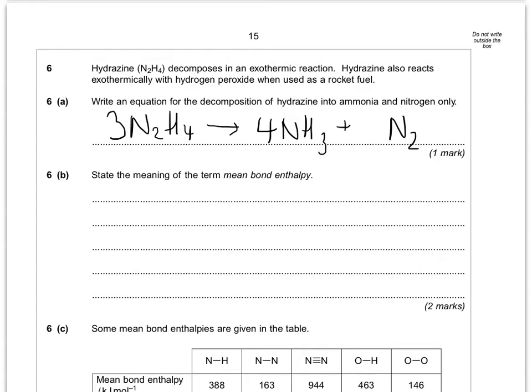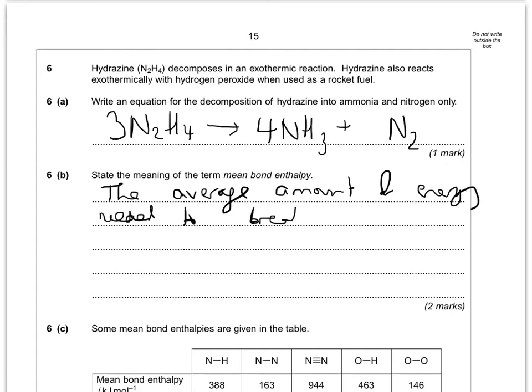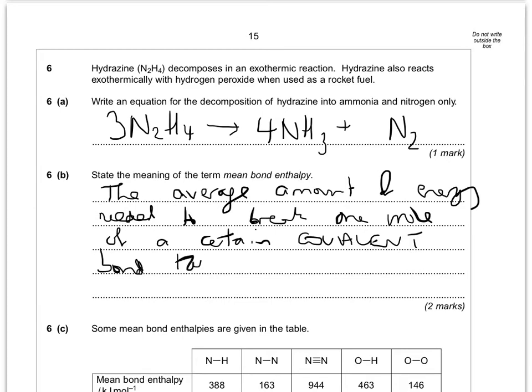And state the meaning of the term mean bond enthalpy. So this is the average amount of energy needed to break 1 mole of a certain covalent bond, and that's what a lot of you are missing out in your answer, and that could be my fault, to be honest. So it needs to be a covalent bond, and there's the other part that gets the mark, taken over a range of different compounds.